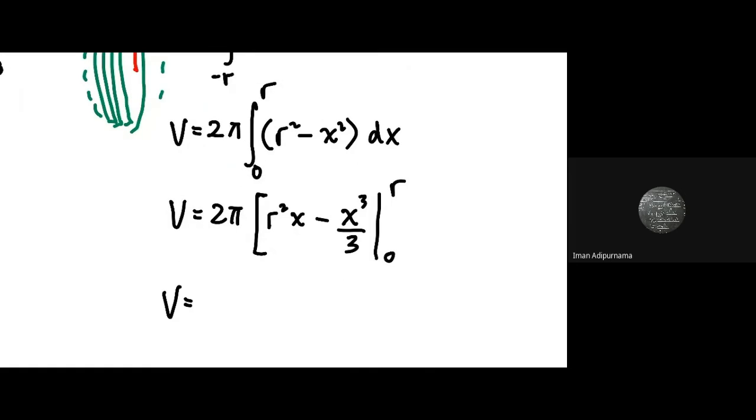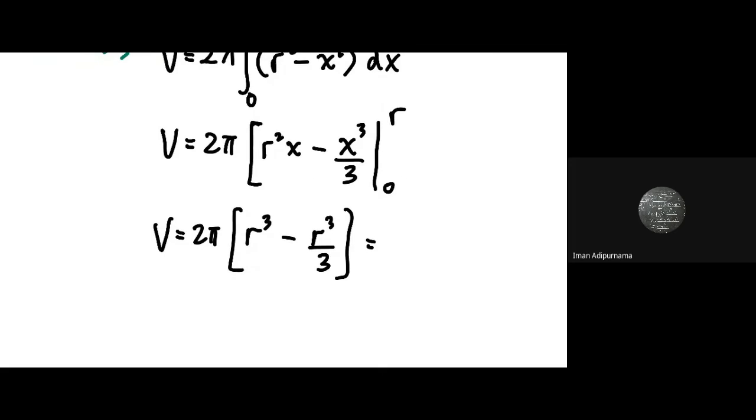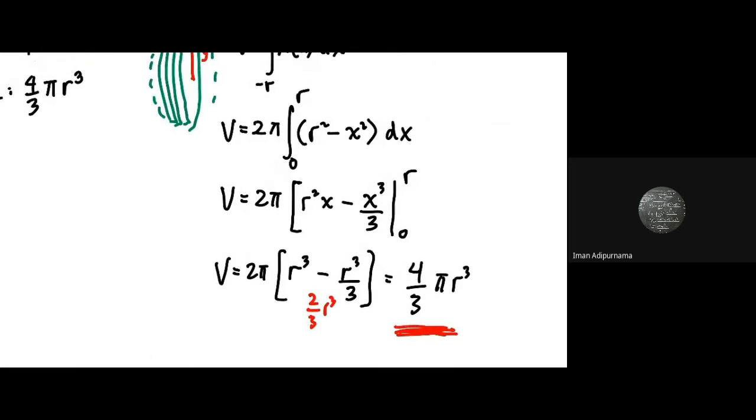Then the final result: we just evaluate 0 to r inside the equation. So r cubed minus r cubed over 3. Let's compute this. r cubed minus 1 over 3 r cubed becomes 2 over 3, and then we multiply by 2 pi, and it becomes 4 over 3 pi r cubed. And this is the volume of a sphere that we already know.